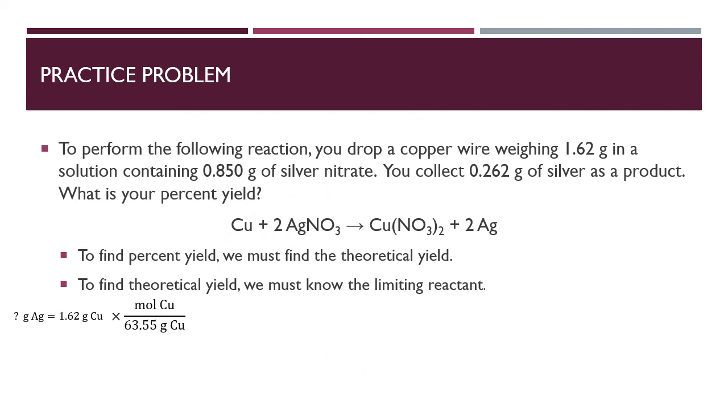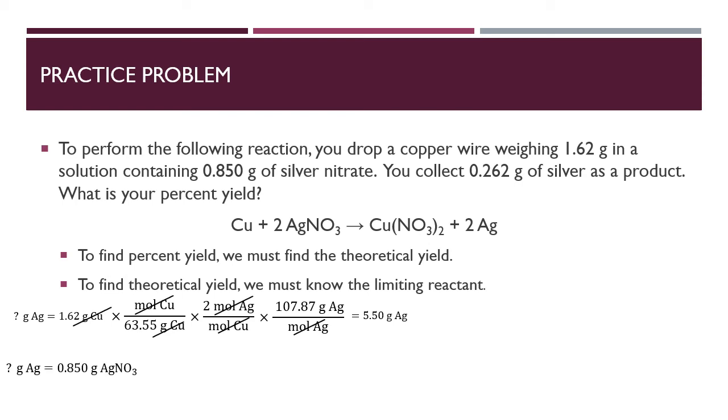So I'm just going to do a couple of gram, mole, grams conversions here, converting from grams to moles of copper using the molar mass, then the mole to mole ratio of 2 to 1, silver to copper, and then the molar mass of silver. And this gives me 5.50 grams of silver. So if all of the copper reacts, I would get 5.5 grams of silver. Again, I don't know that it will yet because I don't know which reactant is limiting.